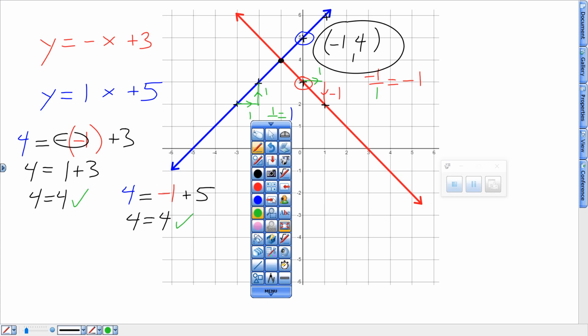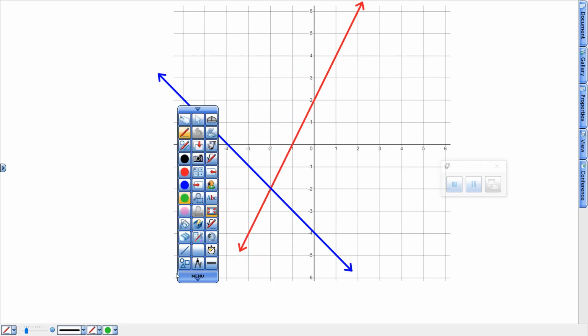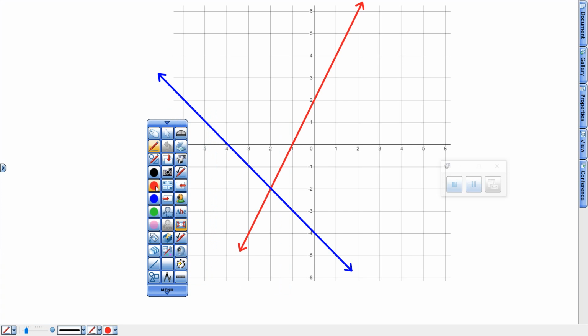All right, I believe this is the next to last one. Let me go. Here we go. This one in red, 2. The slope of this line in red, looks like I'm going over 1, up 2. That gives me a slope of 2.